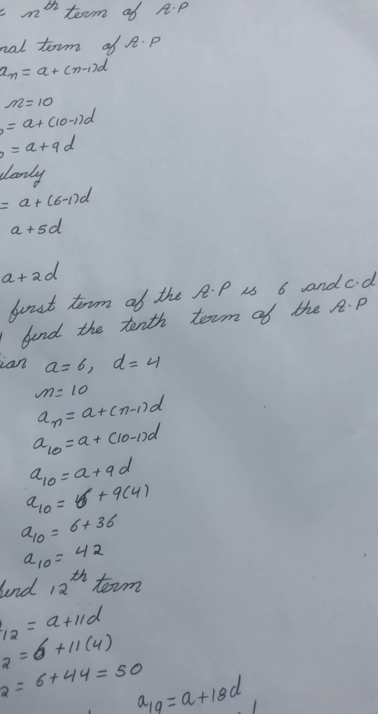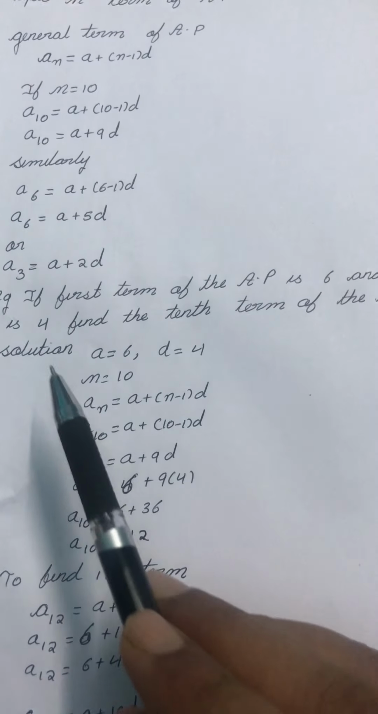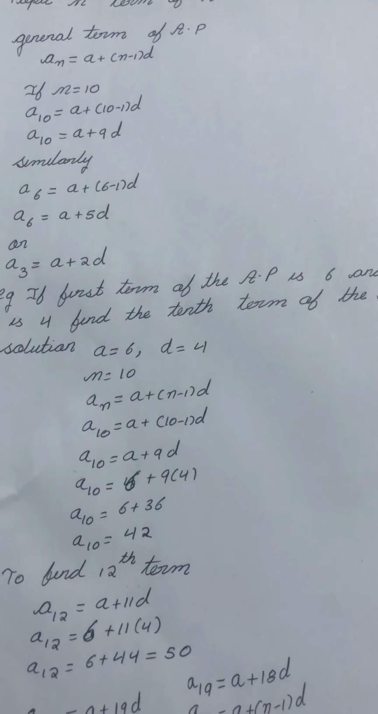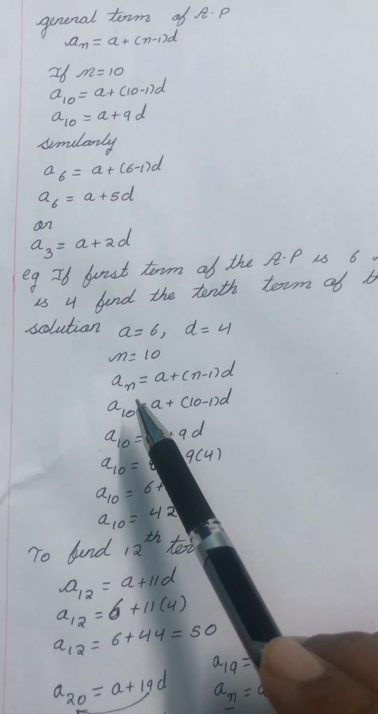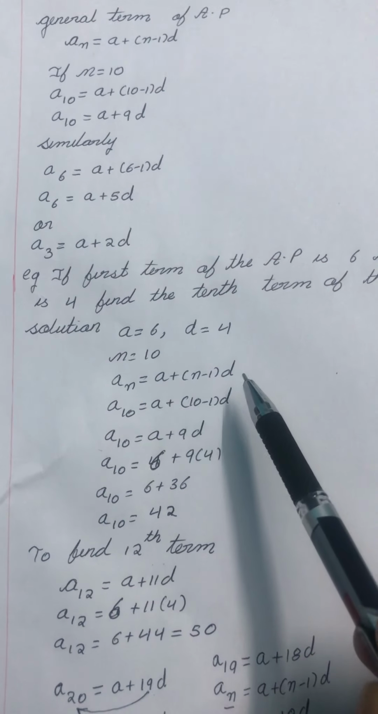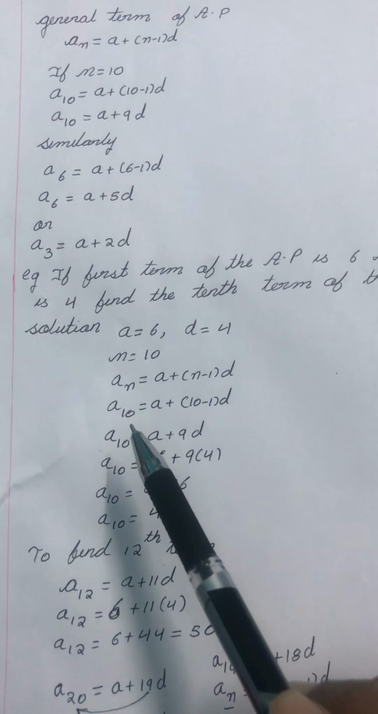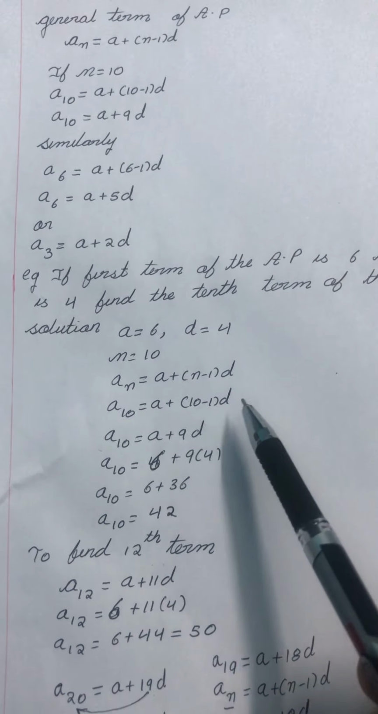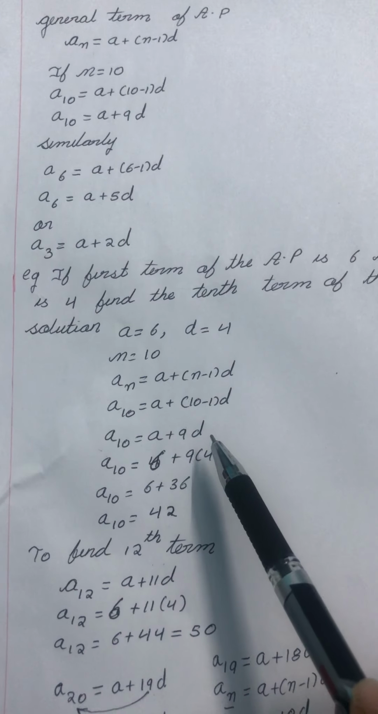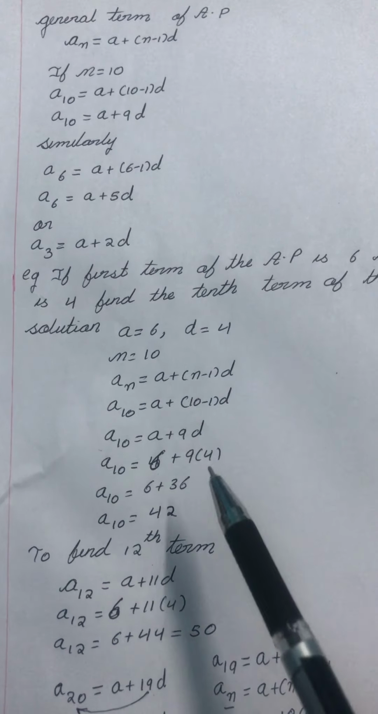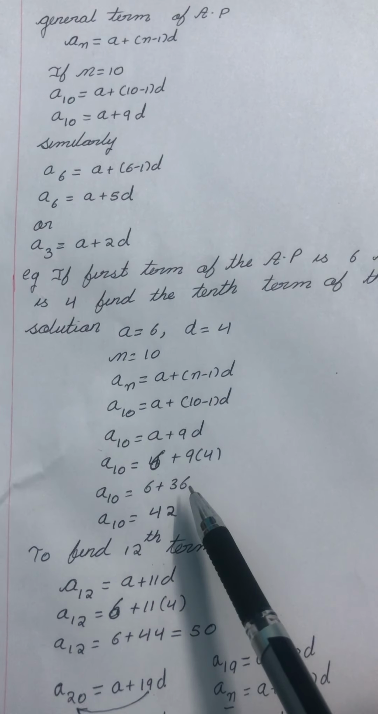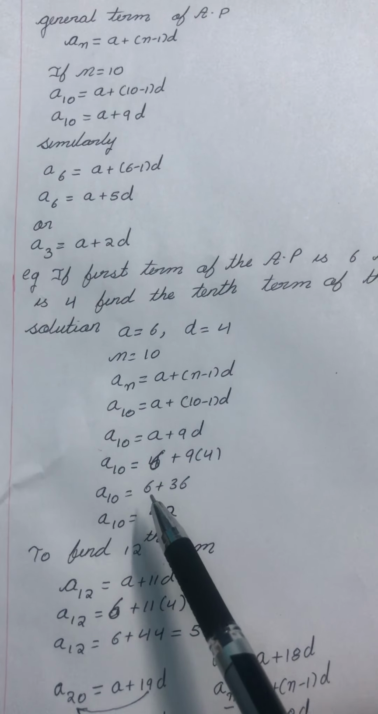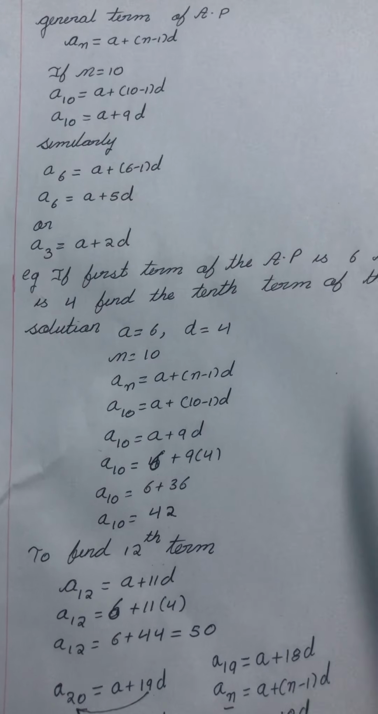If the first term of the AP is 6 and the common difference is 4, find the 10th term of the AP. So a is 6, d is 4, and n is 10. The general term formula is an equals a plus (n minus 1)d. For the 10th term, a10 equals a plus (10 minus 1)d, so a10 equals a plus 9d. We substitute the values of a and d. d was 4, so first multiply: 9 times 4 is 36. 36 plus 6 is 42. So the 10th term of this AP is 42.